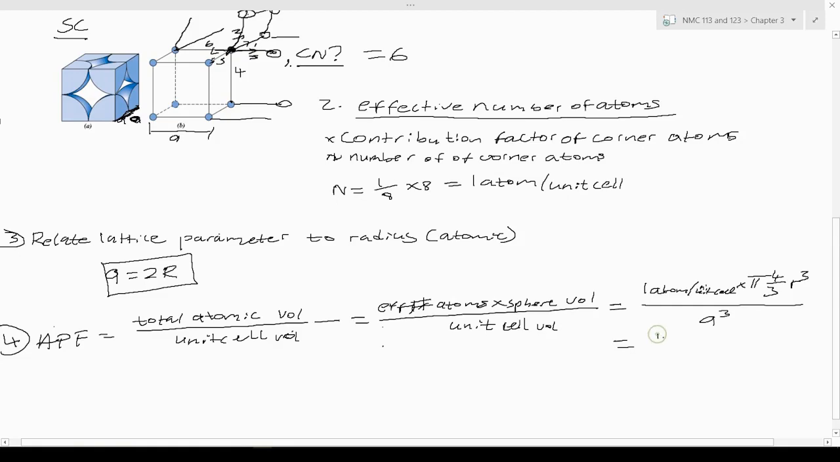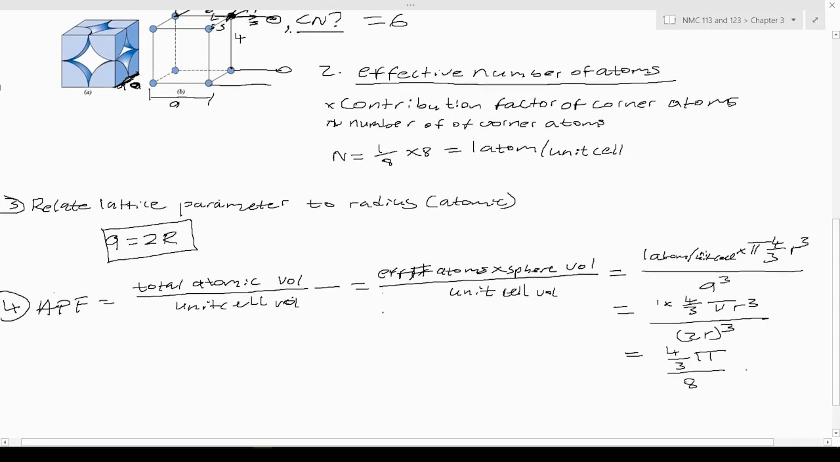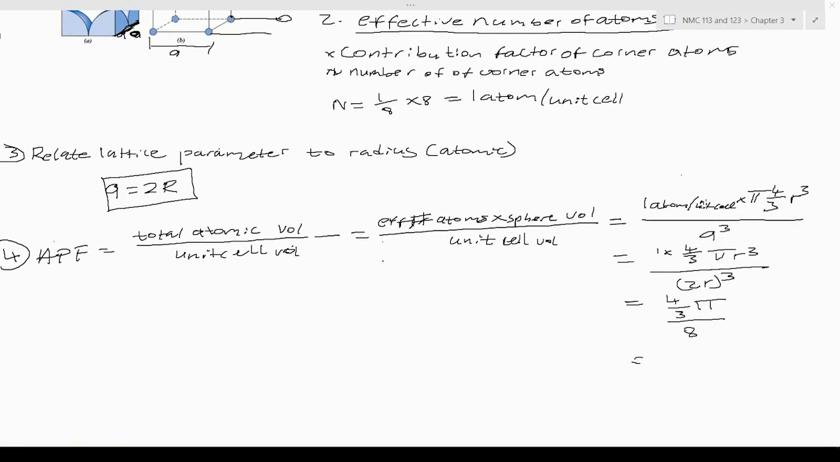So we have 1 multiplied by 4/3 pi r cubed, and then you have 2r cubed, and then the radii are going to cancel each other, so you're left with 4/3 pi over 8. Let me go down a little bit. I mean, that's the atomic packing factor.